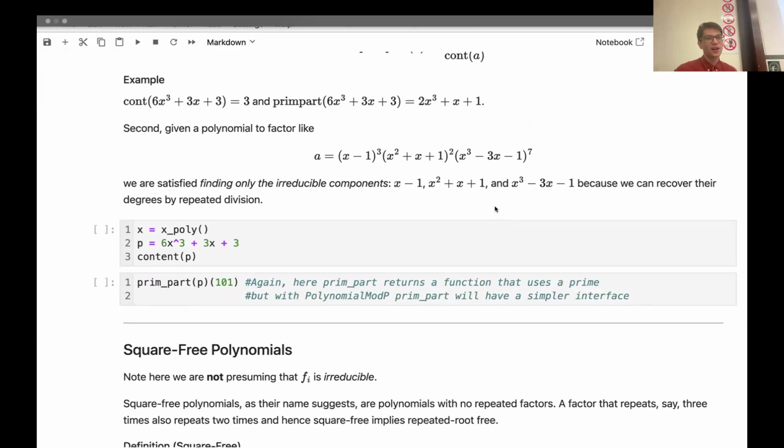Now here's some examples. So the content of this is going to be 3, right? 3 divides every single one of its coefficients. And therefore, the primitive part of this polynomial is going to be this with 3 removed, right? So 2, 1, and 1.